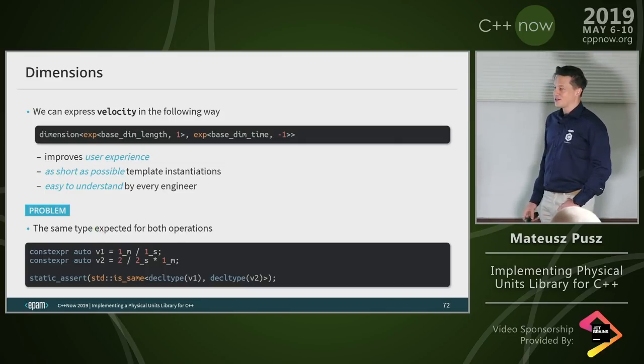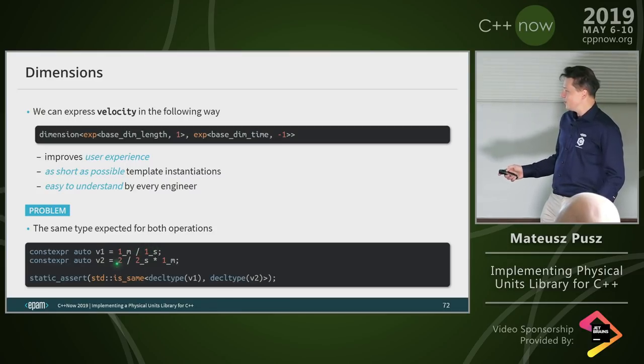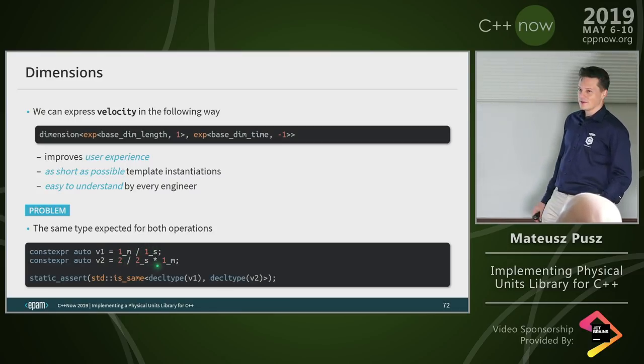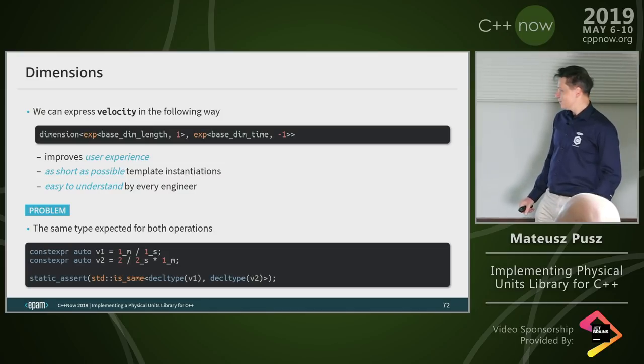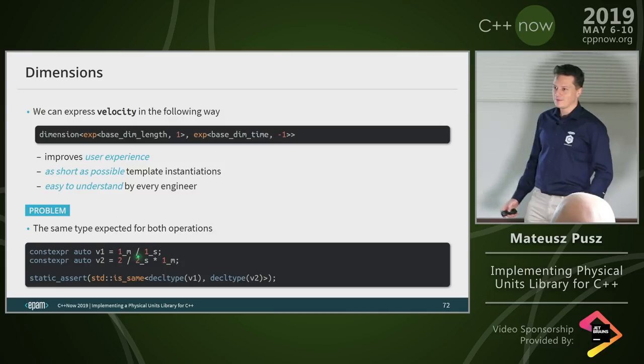However, we have a problem in this case. We have those two equations, 1 meter divided by 1 second, and 2 divided by 2 seconds times 1 meter. Different order, the same result, but how do we produce the same type from it?